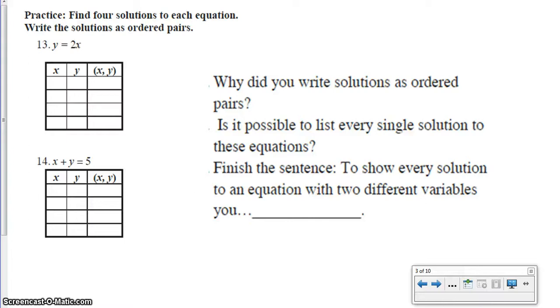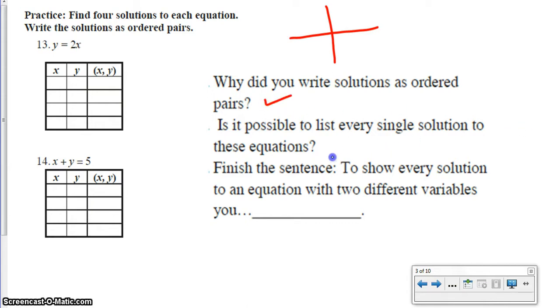Why did you write your solutions as ordered pairs? Is it possible to list every single solution to these equations? Well, typically when you see x and y, you think of the what? That's right, the coordinate plane. And so that's probably why you wrote them in ordered pairs.